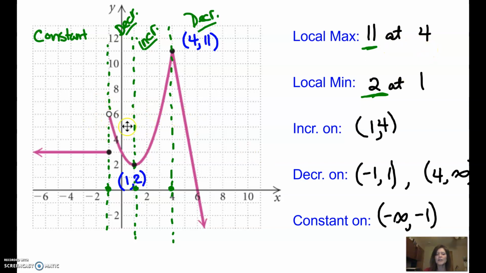I don't consider this 6 a local maximum for a couple reasons. Number one, it's an open circle, so that's not really even the function's value there. But the other reason is because it's not changing from increasing to decreasing. We do have a low spot here, and it is a place where we change directions, so I can consider that a local minimum. The minimum is going to be the y value, 2, and it occurs at the x equals 1. Hope that helps.